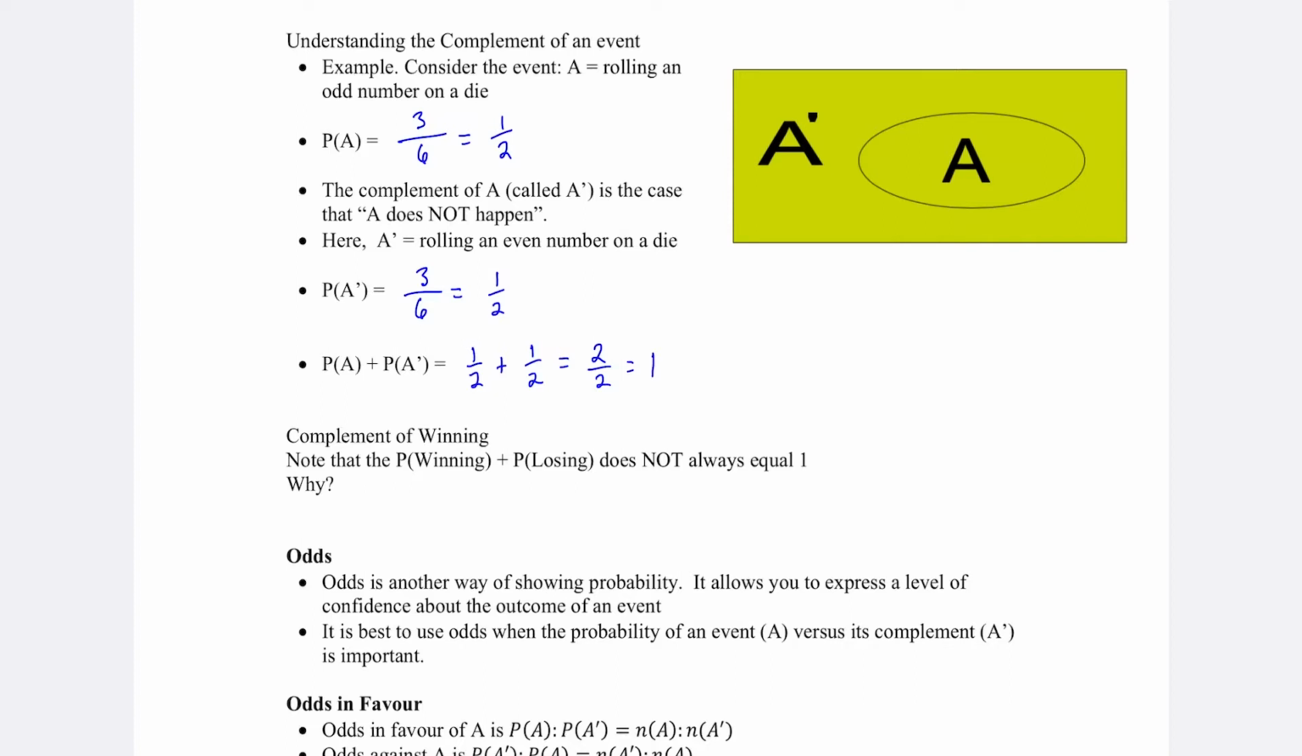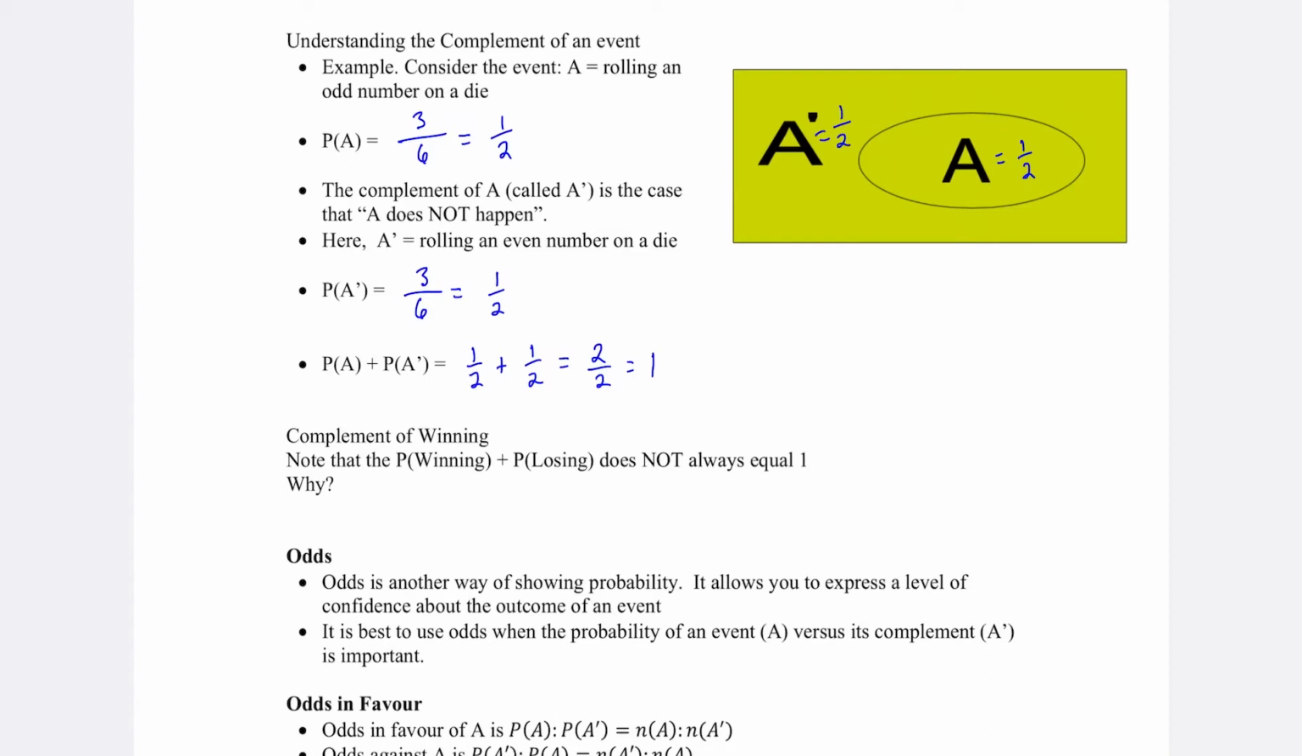On the Venn diagram here, A, getting an odd number, is 1 over 2, and A prime is 1 over 2. And notice that the sum of those two equals 100%, which is the total sample size.